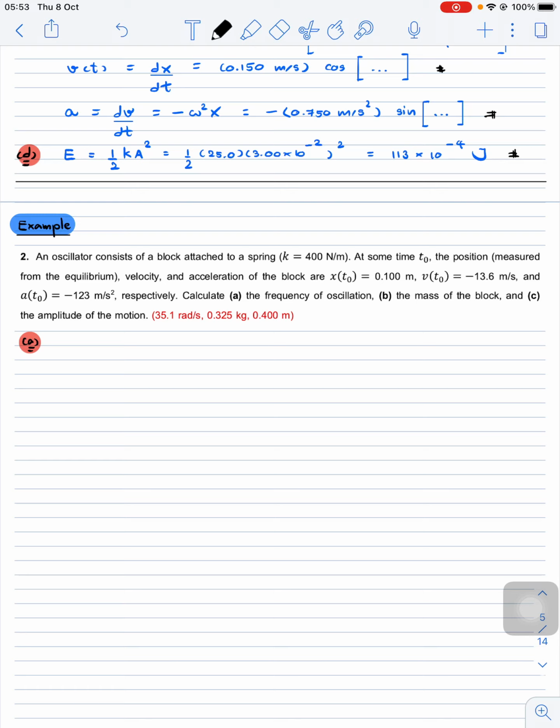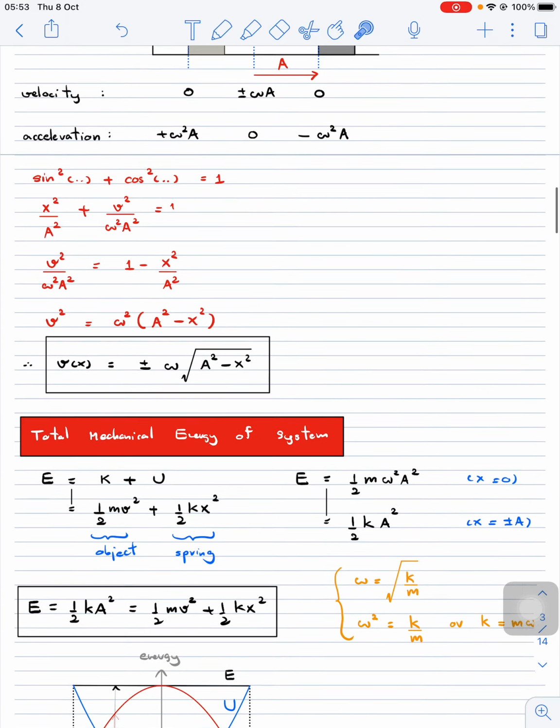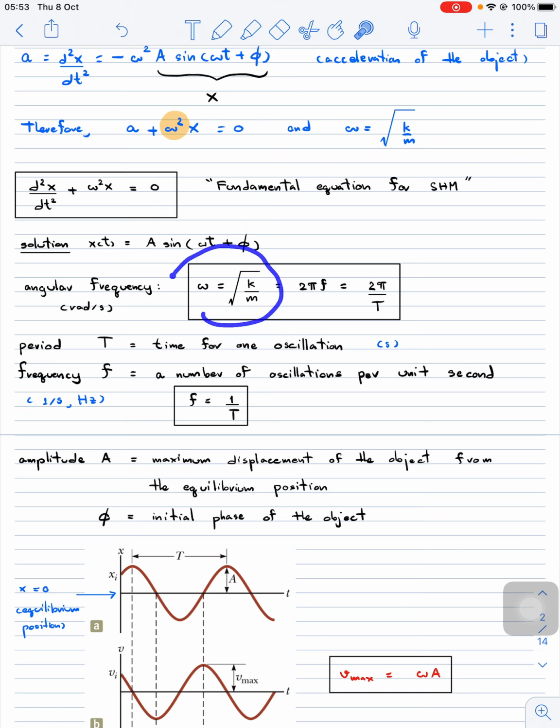Okay, let's see. If we just want to calculate the frequency of the oscillation, so let's say the omega, you may think that if we look at the equation of omega, we have omega equal to the square root of k over m, or just equal to 2 pi times the frequency, or 2 pi over the period. But if we use omega equal to the square root of k over m, we know the k already. It's just equal to 400 Newton per meter, but we don't know the mass of the oscillator, right?